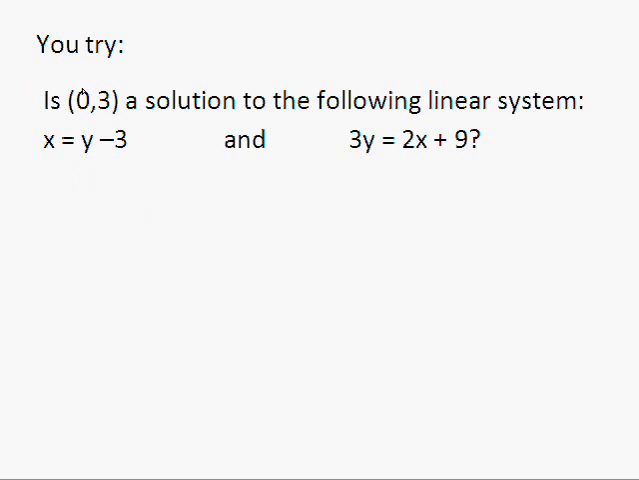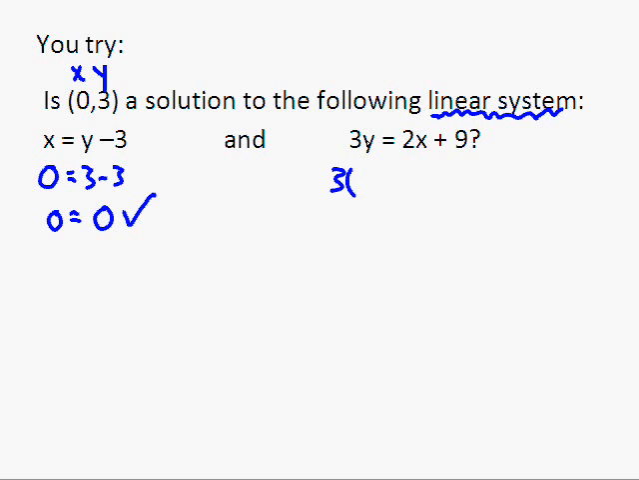We're going to check to see if (0, 3) is a solution the same way we did in the previous example. We're going to make 0 x and 3 y, since our ordered pairs are always x comma y. So we put 0 in for x and 3 in for y. 0 equals 3 minus 3. 3 minus 3 is 0, and 0 does equal 0, so (0, 3) is a solution to the first equation, but it has to be a solution to the entire linear system, meaning it has to work for the second equation as well. So we need to check the second equation.